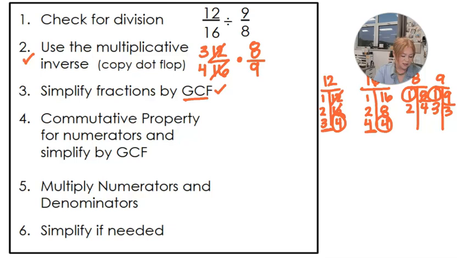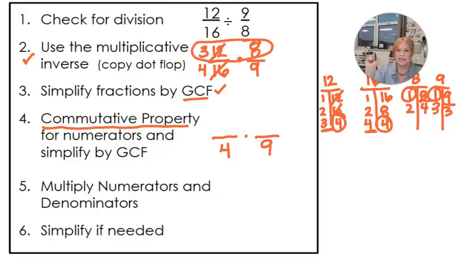Now we're just going to use the commutative property, which is to flip our multiplication sideways and see if our numerators can simplify any more doing that. So we're going to keep our denominators the same. And we're going to switch the order of our numerators. So instead of 3 times 8, we're just going to flip it around and do 8 times 3. Now we're going to check these GCFs.